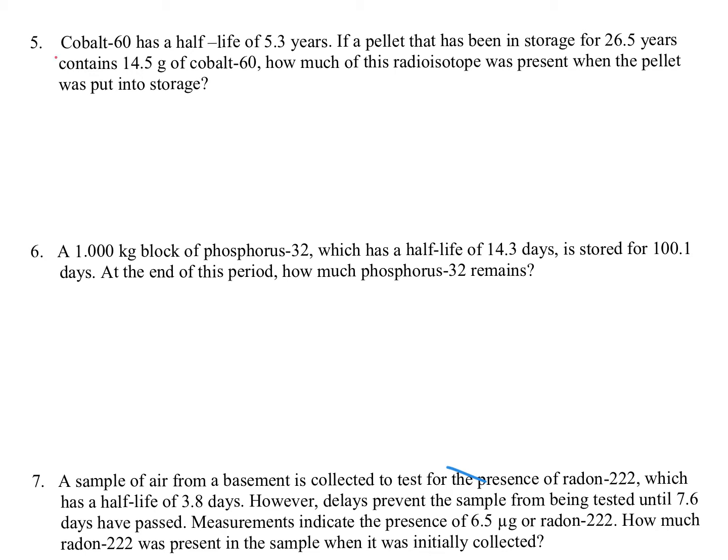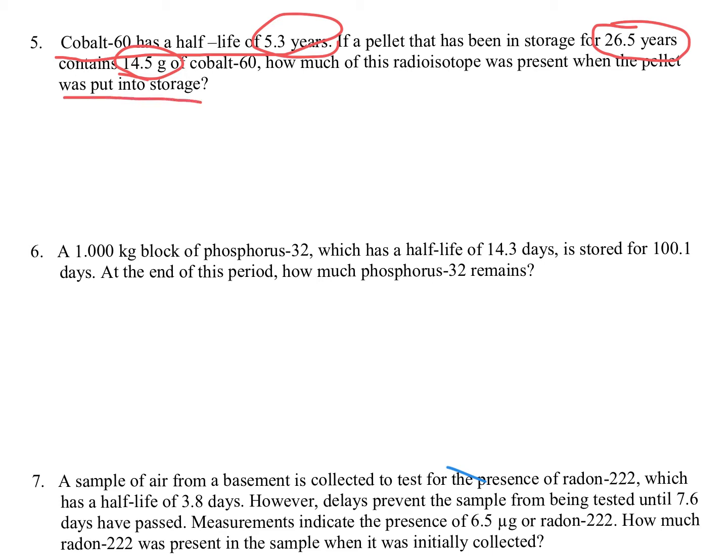So if we look, cobalt-60 has a half-life of 5.3 years. That means every 5.3 years, half of the cobalt-60 is going to be left. Now, if the pellet has been in storage for 26 and a half years and has 14 and a half grams left, how much was present when it was put into storage?